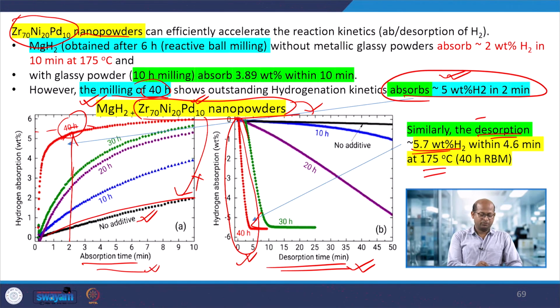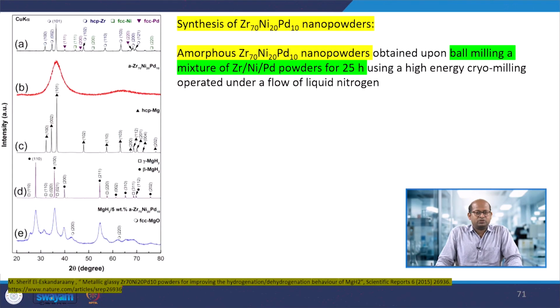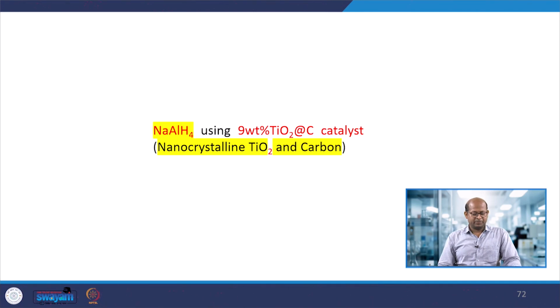So that is the role of these types of nanomaterials or nanopowders. We can mix them with MgH2, which gives a good amount of hydrogen. Here a cyclic study was done, meaning to check how good that material is. So that material can give a good amount of hydrogen that can be stored reversibly.